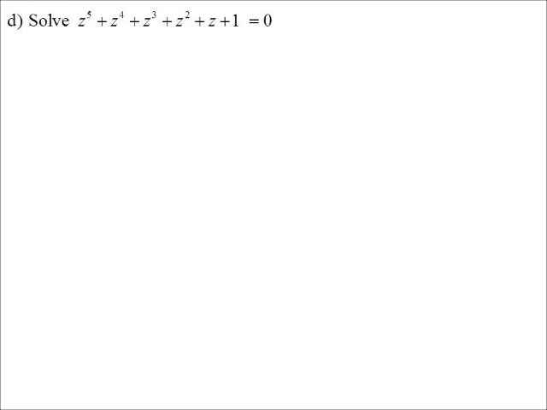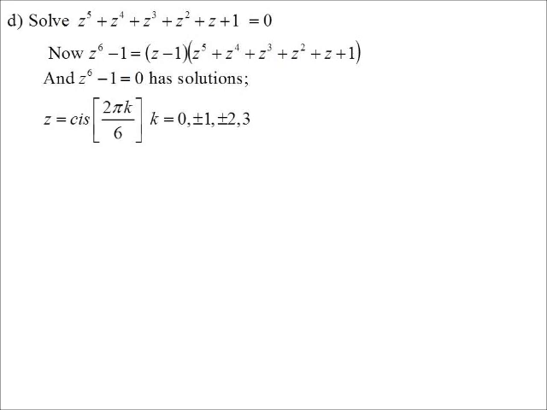So how do I do it? Well, that's tough to solve. So I'm not going to solve that equation. Because I know z to the power of 6 minus 1 would be z minus 1 times that. And z to the power of 6 minus 1 equals 0. That's a much easier equation to solve. It's the 6 roots of unity. So I'm going to change it.